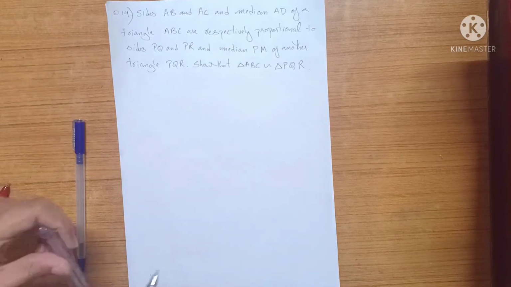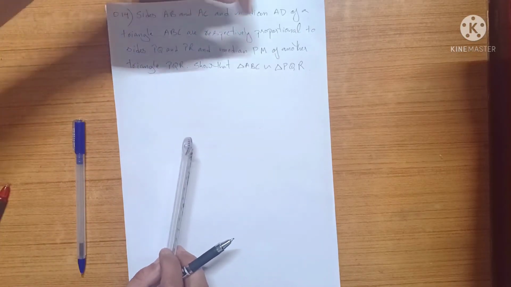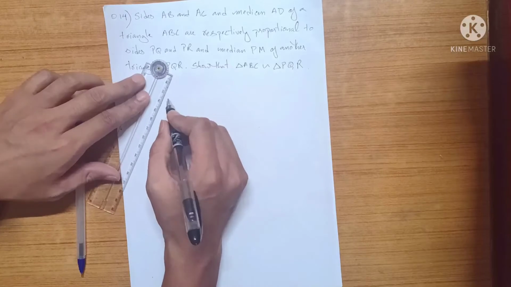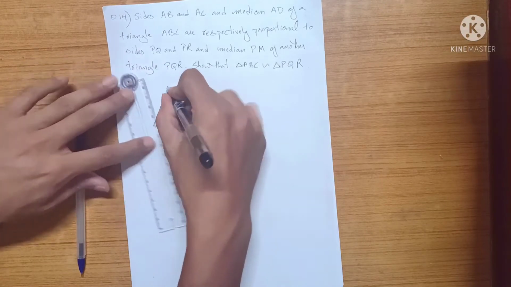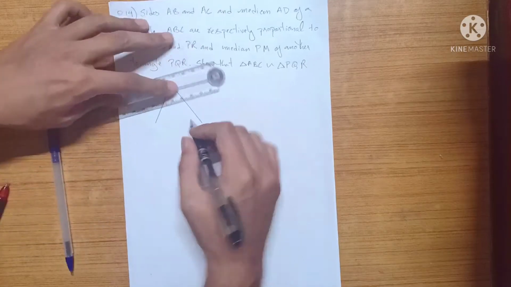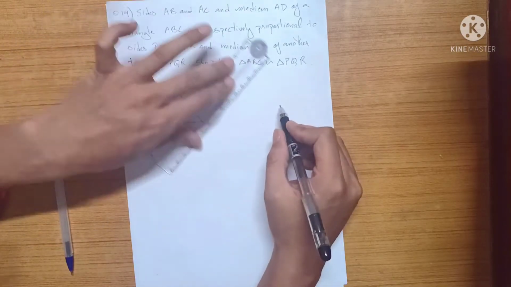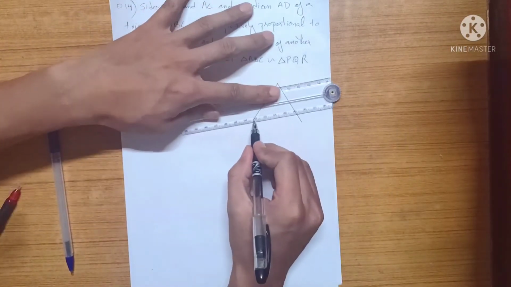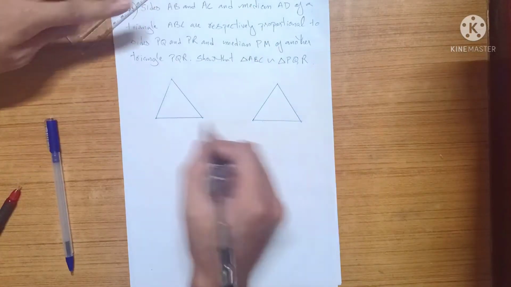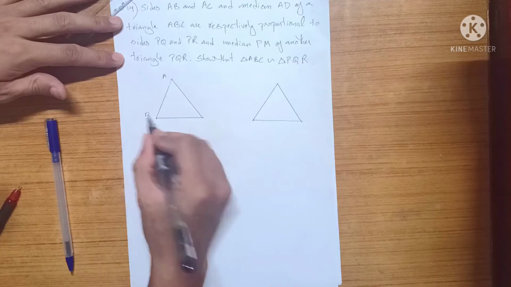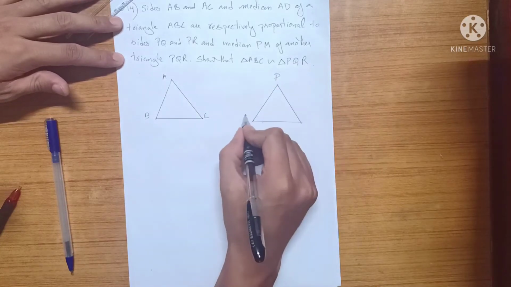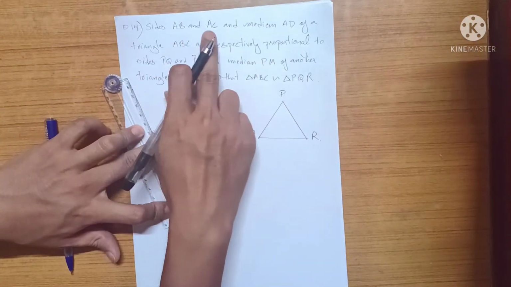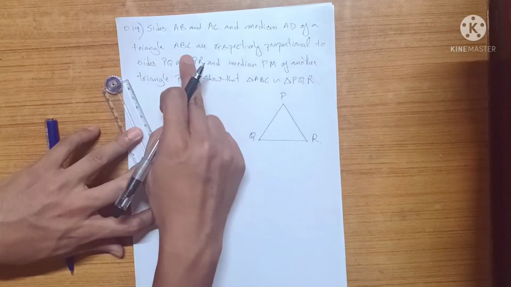Sides AB, AC and median AD of a triangle ABC are respectively proportional to sides PQ, PR and median PM of triangle PQR. So we need two triangles, ABC and PQR. Let's draw ABC, and let's draw PQR as well. Okay, A, B, C, P, Q, R.